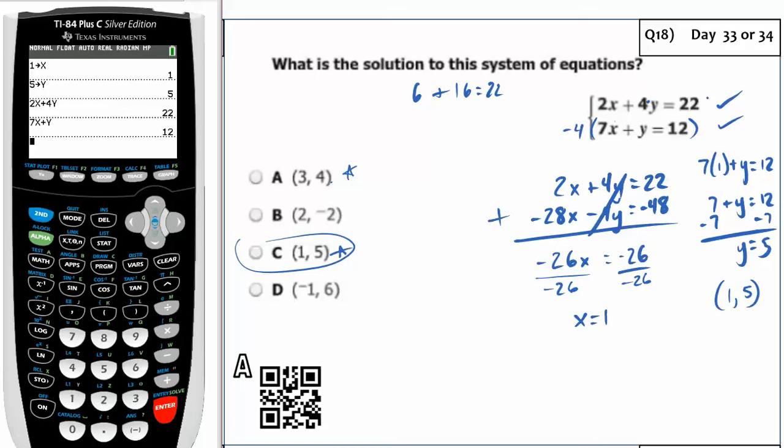But if you plug it into the bottom one here, 7 times 3 is 21, plus y, which is 4, is a positive 21 plus 4, which is 23, which is wrong. Or I'm sorry, 25, which is wrong. It's not 12. So one works for one but not the other.